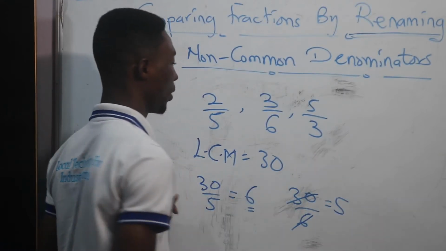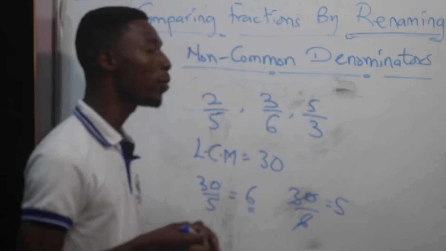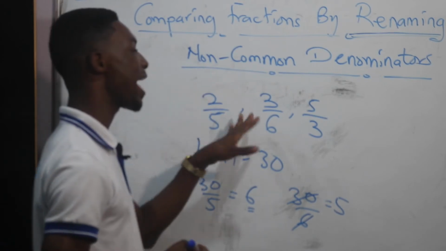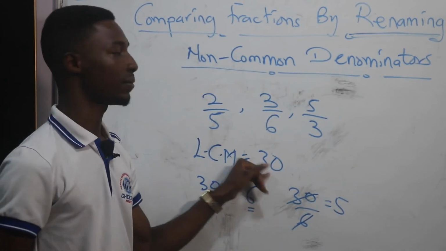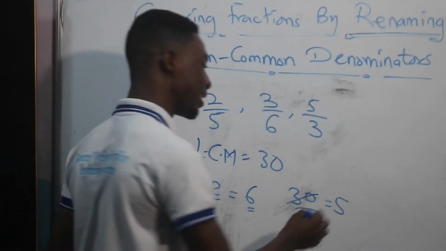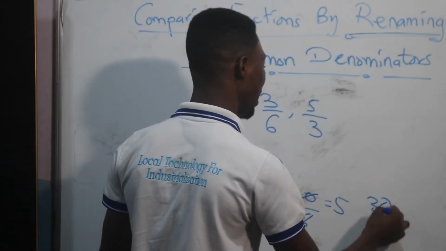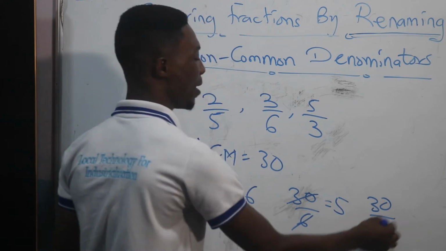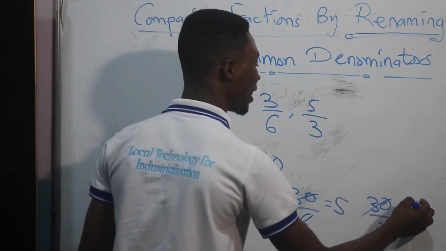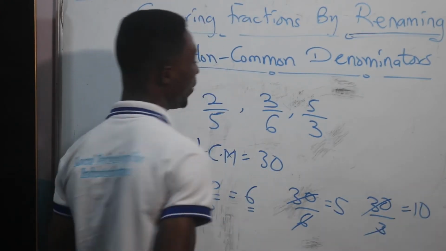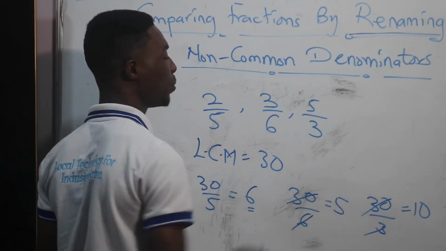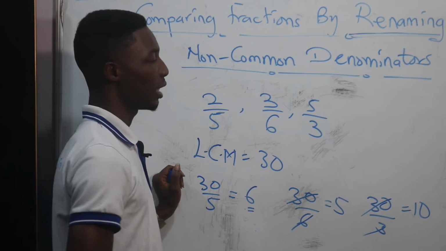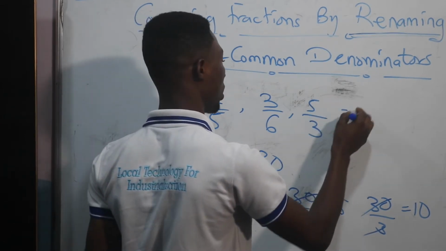5, meaning that 5 is the common factor by which I have to multiply 3 and 6 to get a denominator of 30. Then I take the same LCM 30 and divide by 3. When I divide this by 3, I'm going to get 10, meaning that I have to multiply this by 10 to get a denominator of 30. Okay, so let's move on.